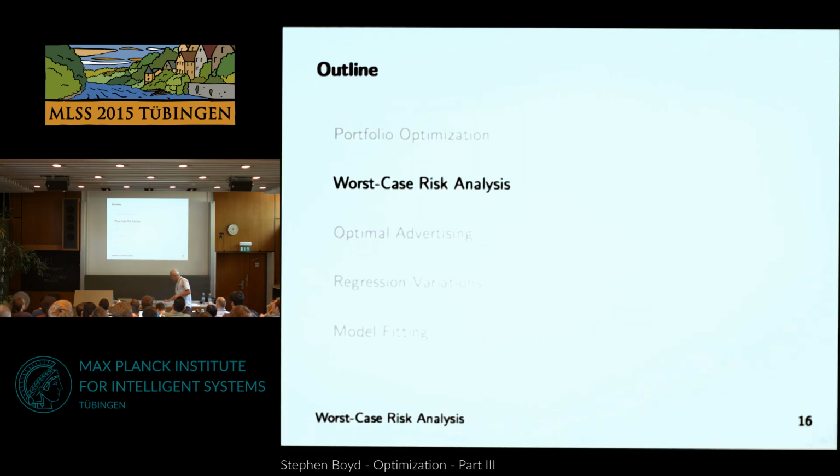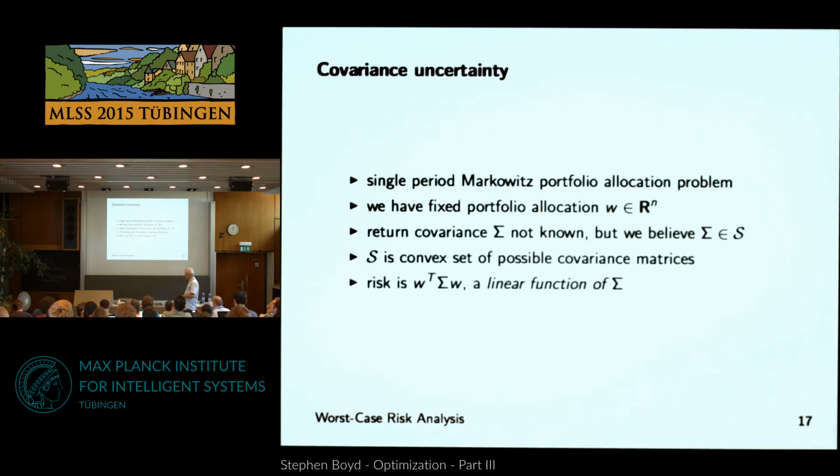So, okay. Next topic is worst case risk analysis, and it's related to this, and it's pretty quick. So we're going to do Markowitz portfolio allocation, but this time we're going to have a fixed W, and we're going to come back to some questions that were asked about how you model this covariance matrix, right? And the point is that you don't really know the covariance matrix. And there would be lots of ways to analyze it, right?